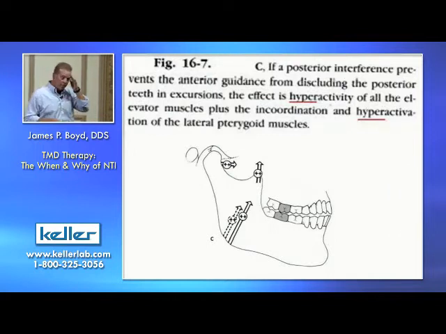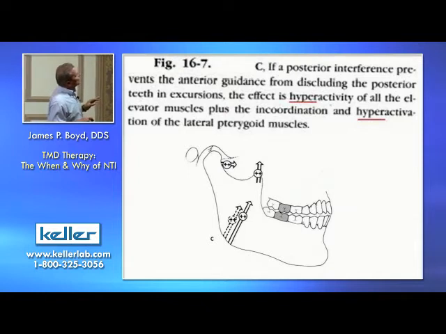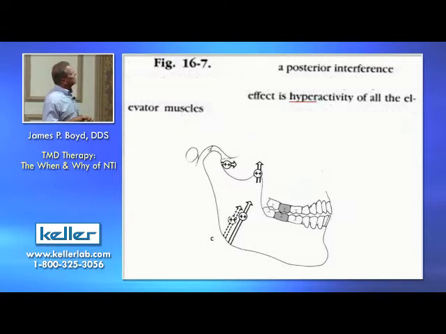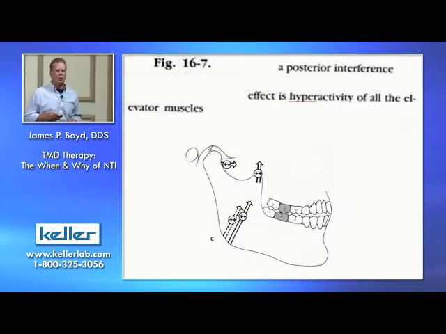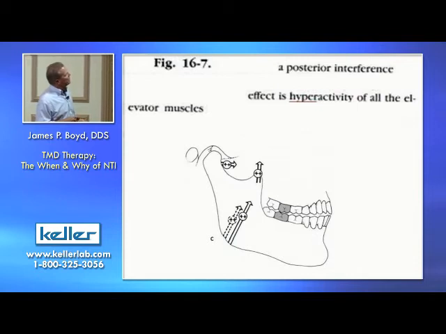This comes from a textbook. So if you were to take out the words that don't mean anything right now, this tells us, and we all grew up reading these textbooks and assuming that's got to be true, but you're not kind of sure why it's true. It seems weird. A posterior interference effect is hyperactivity of all of the elevator muscles. A posterior interference, its effect is hyperactivity of the elevator muscles.